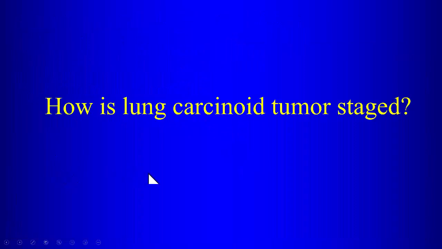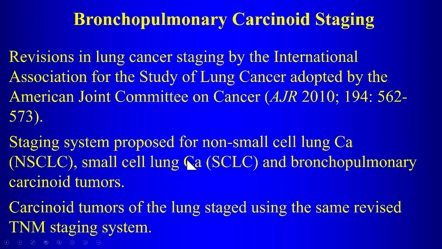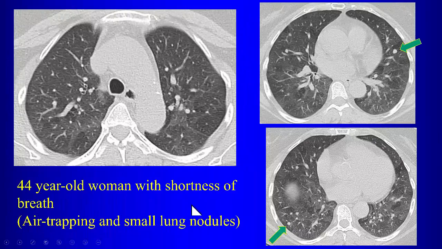How is lung carcinoid staged? Well, the good news is it's staged just like bronchopulmonary cancer, bronchogenic cancers, no difference. So everything that we discussed for staging of bronchogenic cancers is going to be the same for the staging of carcinoid tumors. So we come across this interesting case. This is a 44-year-old woman with shortness of breath, and on the CT there is air trapping, and there are also these additional small nodules, right, in this patient. So keeping in mind the theme of our conference, anything we have to offer as to what this might represent.